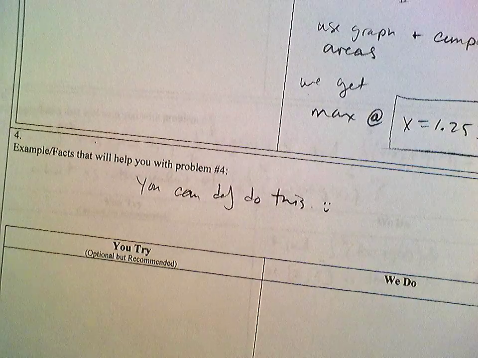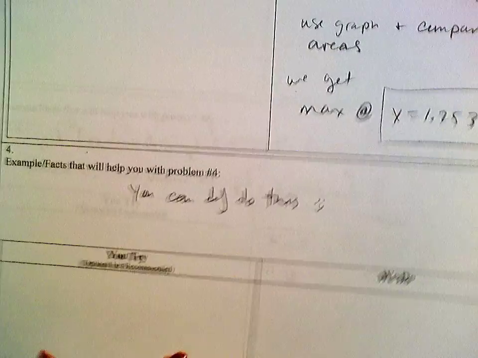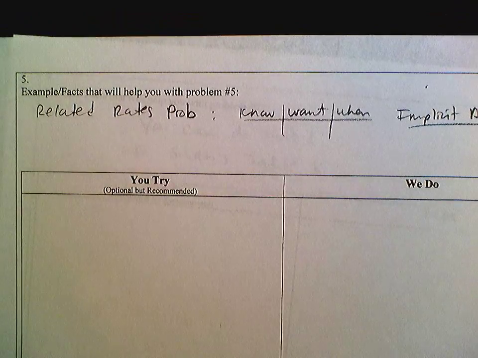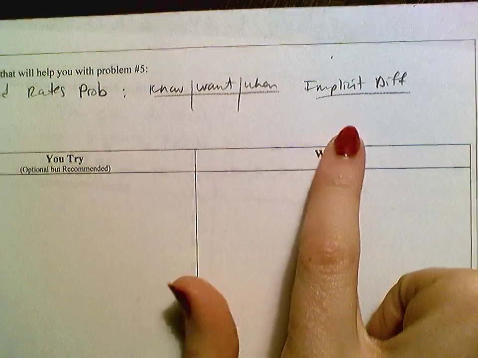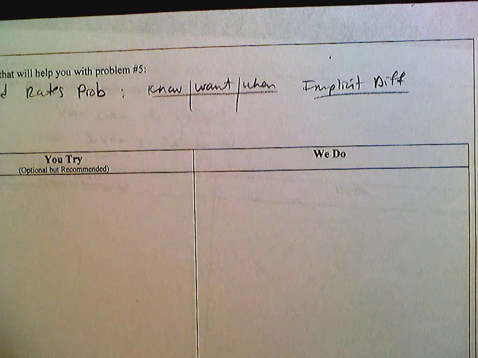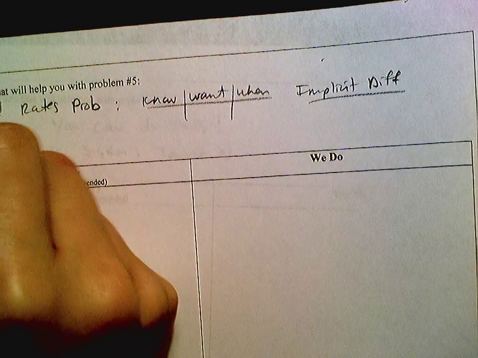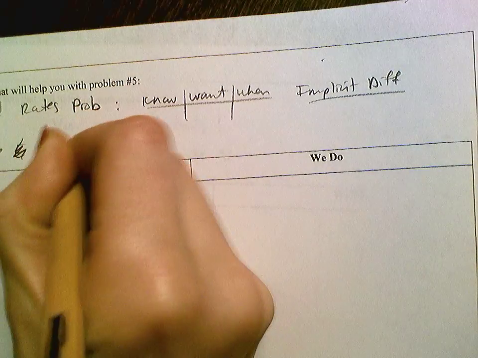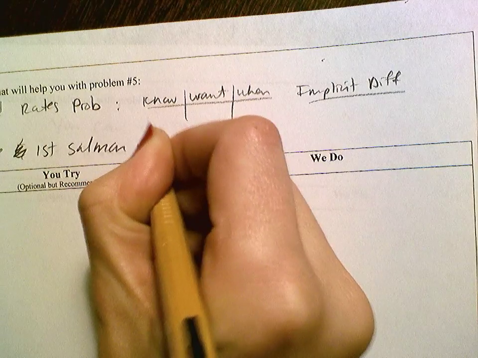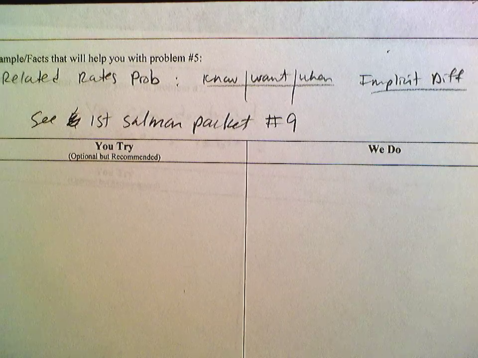Number 4, you can do that one. I'm not even going to say anything, I'm just going to let you think about it when you're in class. This one, we're not going to do a similar example. I'm just going to tell you that this is a related rates problem. You need a know, want, when chart, and then you have to do implicit differentiation. And then exam topics to look for, number 9, in the first salmon packet, number 9. So see that if you need help.